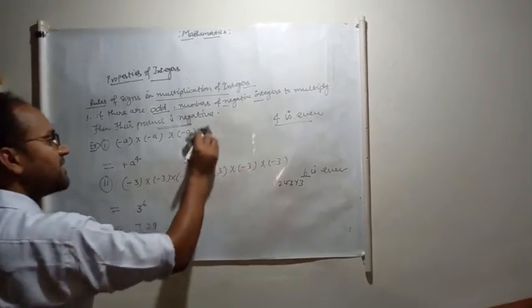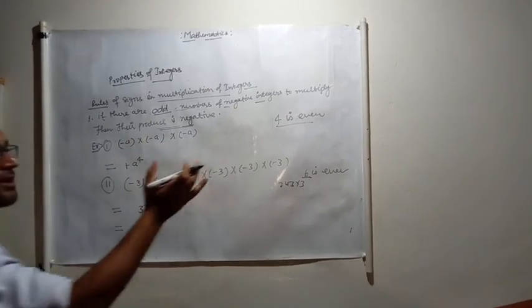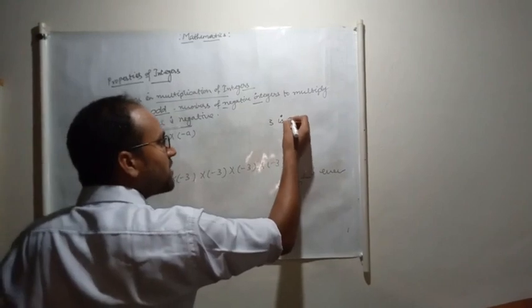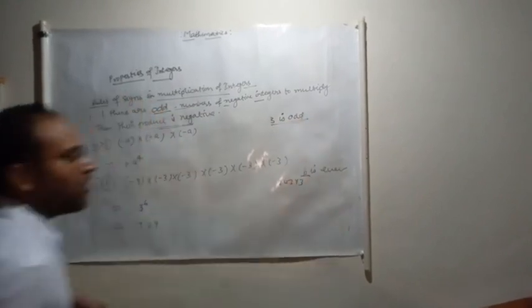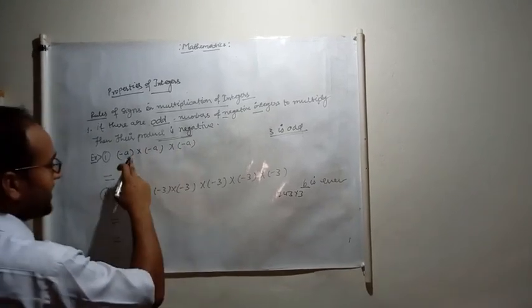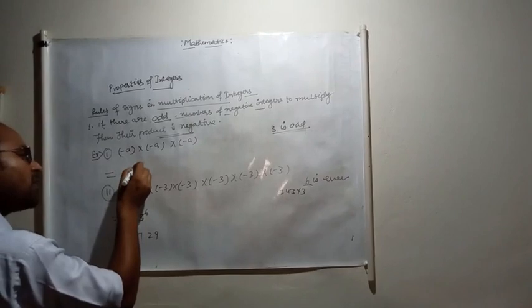Suppose I erase this here. Same example, minus 1 is multiplied 3 times. Is 3 even or odd? 3 is odd. The number which is not divisible by 2 is called an odd number. So what will you get? Minus 1, you multiply 3 times, then you will get minus 1 to the power 3.